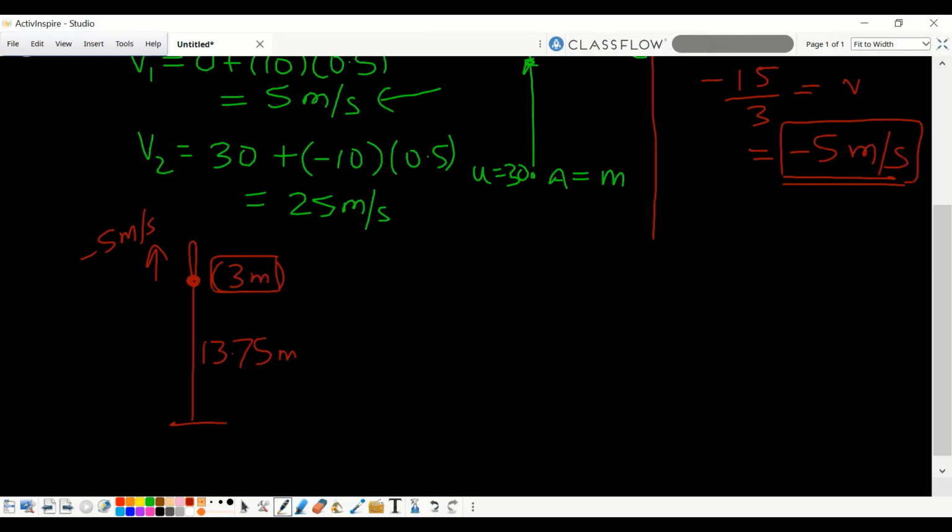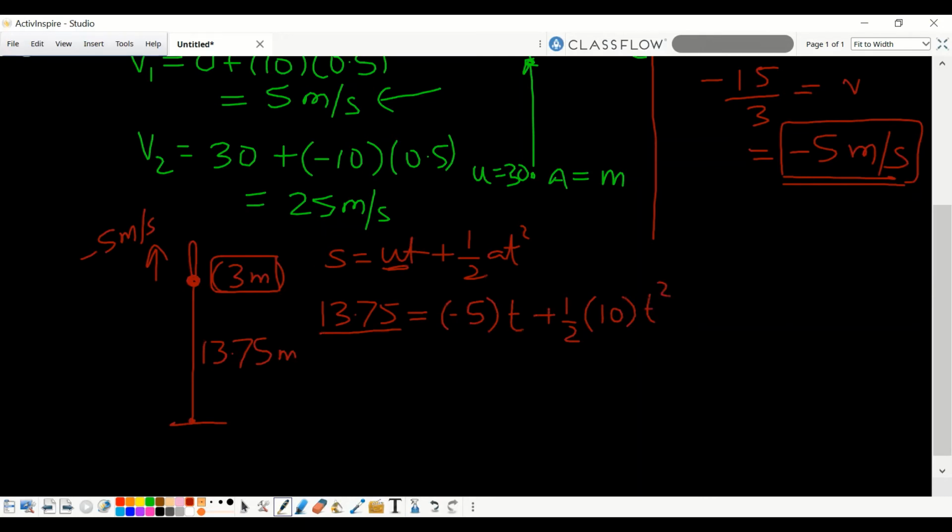So let's find what is the time they will take to reach the ground. So we will use S equal to UT plus half AT square again. S is 13.75 downwards, right? So we're taking it positive. All right. U is 5 meters per second upwards. Time is unknown, plus half. Because distance is downwards, acceleration is also downwards, positive, t square.